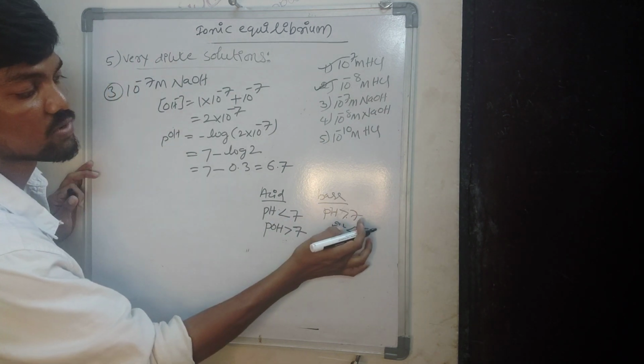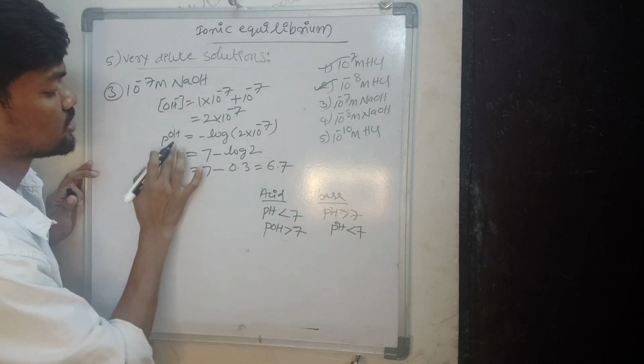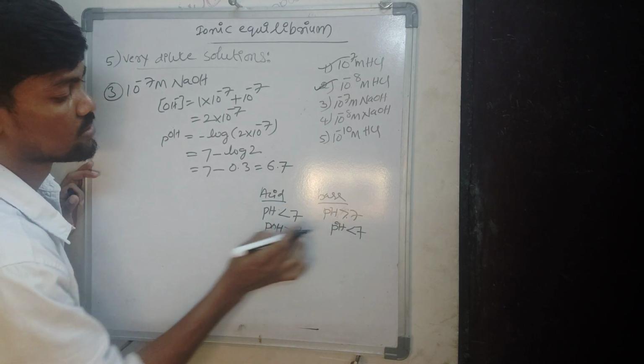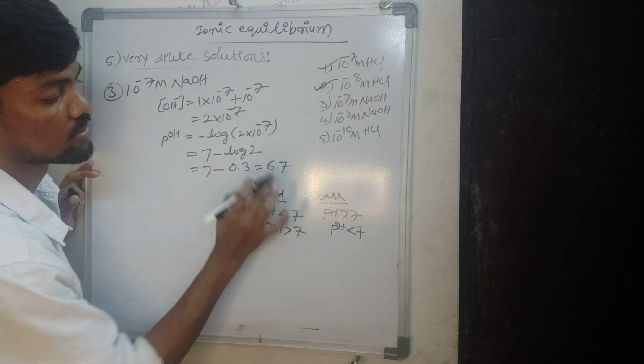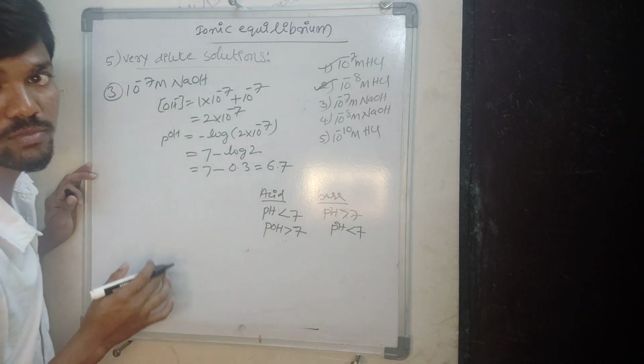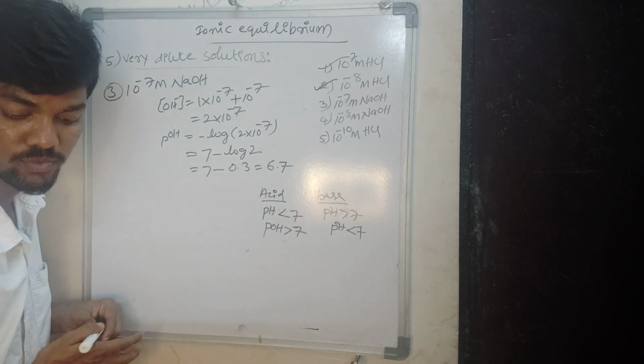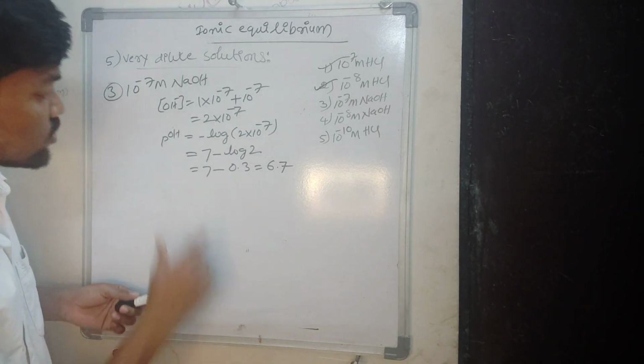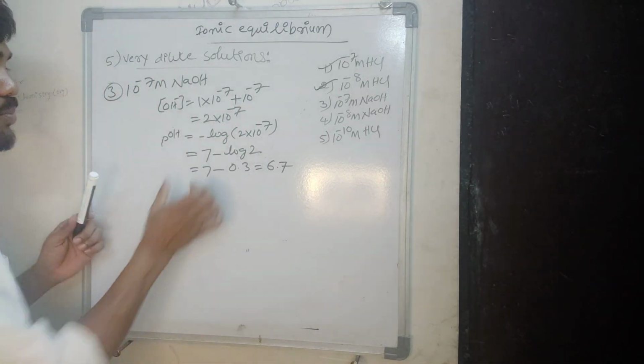This is a base now. That's why pH will be greater than 7 and pOH will be less than 7. Sorry, pOH is less than 7. Quite opposite, don't worry. What happened? 0.6 is there. This is the answer for pOH.